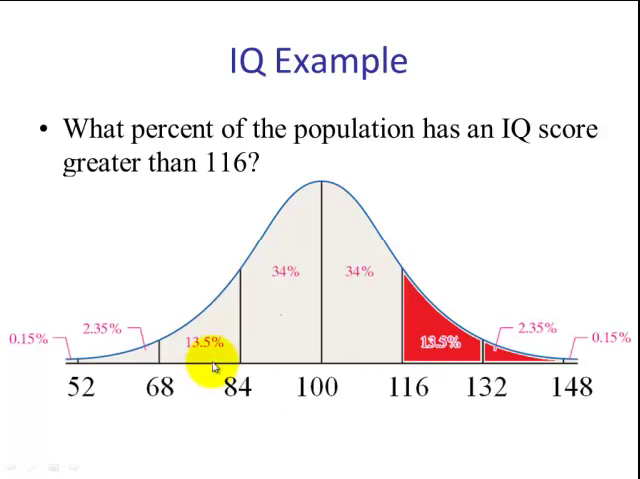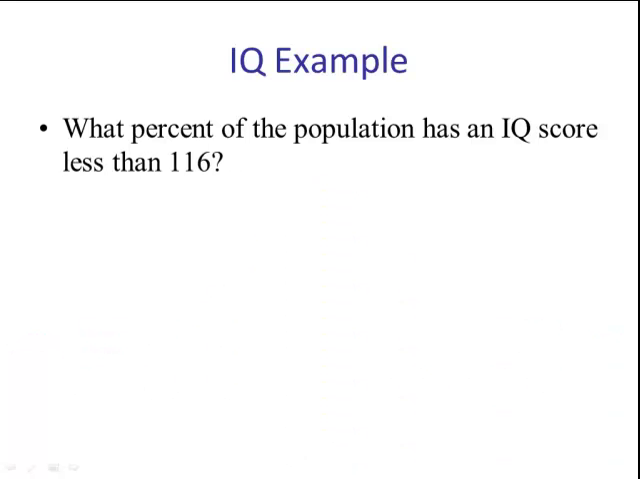These two add up to be 32%. If I only want one tail, all I would have to do is divide it by 2. So 16% of the IQ scores are greater than 116. What percent of the population has an IQ score less than 116?